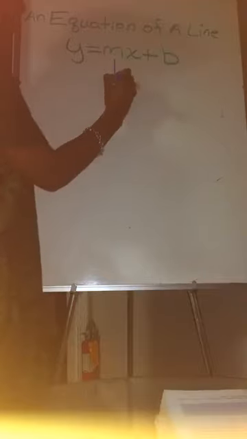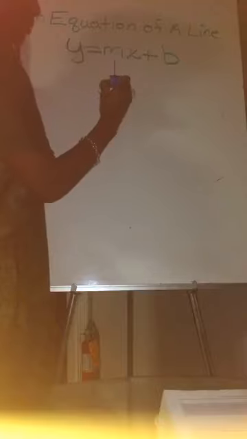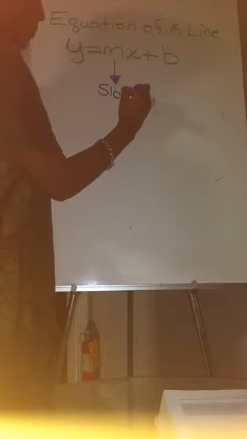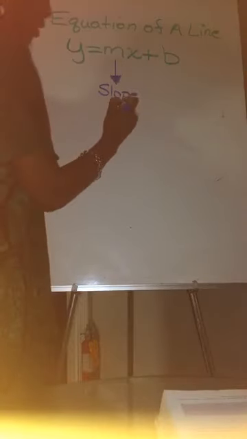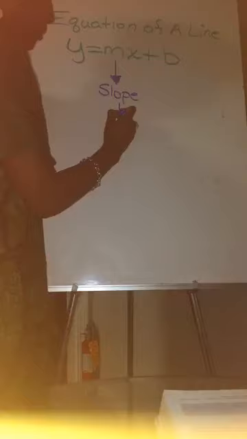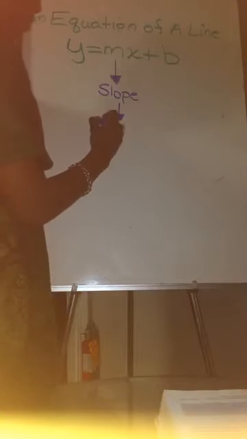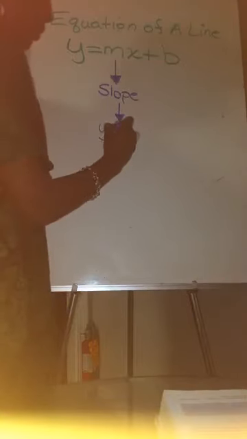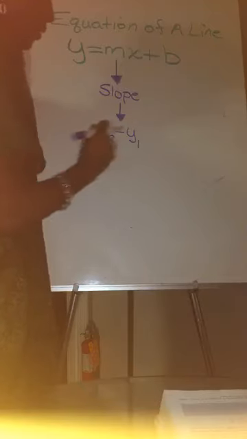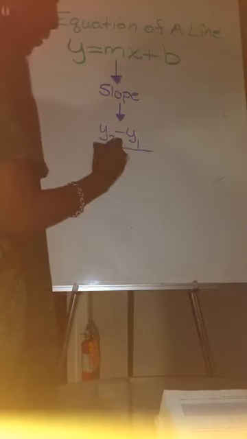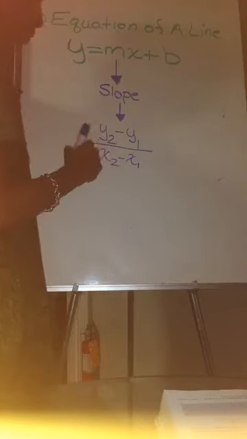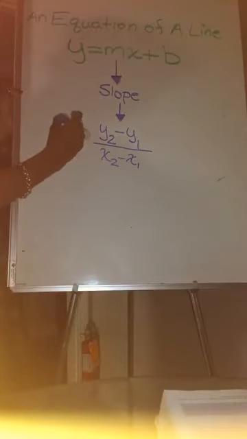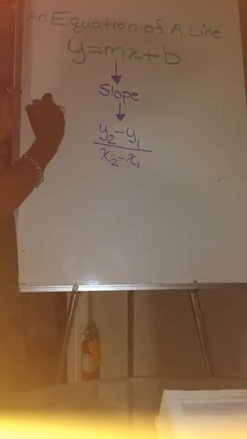M represents the slope. For the slope, there is a formula that says it is y sub 2 minus y sub 1 divided by x sub 2 minus x sub 1. Okay? Your y's represent some number.